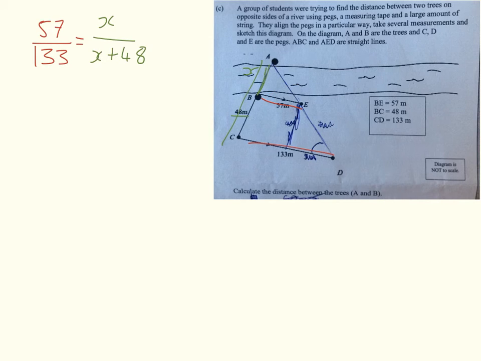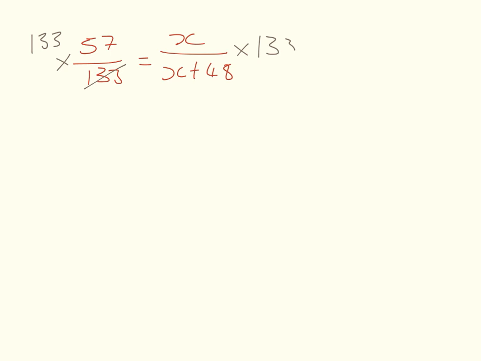So the first thing I need to do, remember we've got 57 over 133 equals x over x plus 48. That's what we got from the last slide. I'm just going to do the algebra here. So the first step is I need to get rid of that 133. To do it, I need to times by 133, because the 133 is dividing the 57. I do the opposite of it. So I'm timesing to get rid of the dividing. I'm going to times that by 133 as well, because whatever I do to one side, I need to do to the other. So that will get rid of that, and I'll be left with 57.